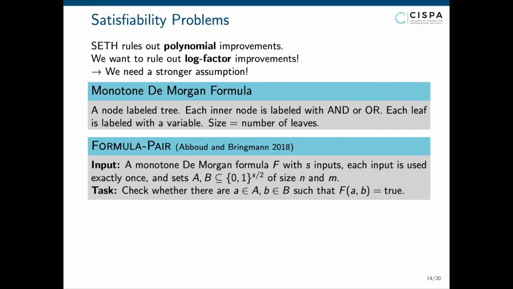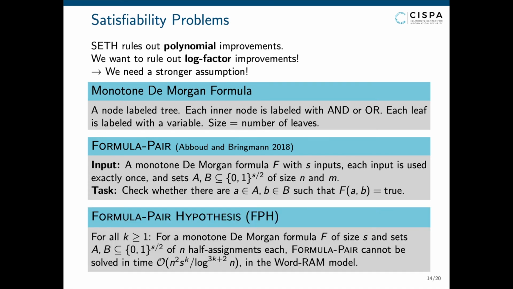Then we also get the definition of the formula pair problem, and there we are given some monotone De Morgan formula, and we further assume that the inputs are used exactly once. And we also have two sets of half assignments, and both have size n and m. The task is simply to check whether there are two half assignments, one from each set, such that the formula is satisfied on these two half assignments. So is f of a comma b true?